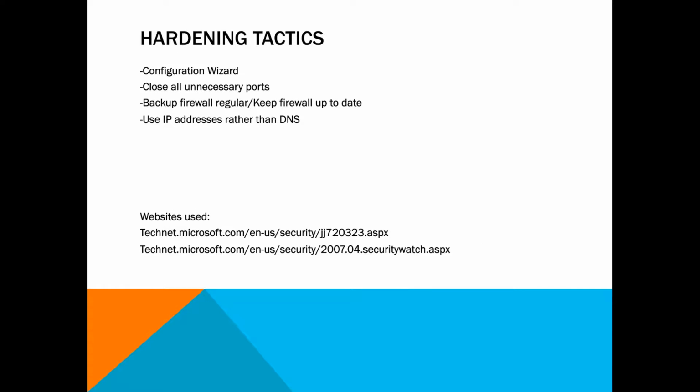So some hardening tactics for Windows Firewall would be the configuration wizard, which I'm going to get more into a little bit further down on this page. Also close all unnecessary ports, back up the firewall regularly, keep the firewall up to date obviously, and then use IP addresses rather than DNS servers because it's just more proficient and a lot better to do it that way.